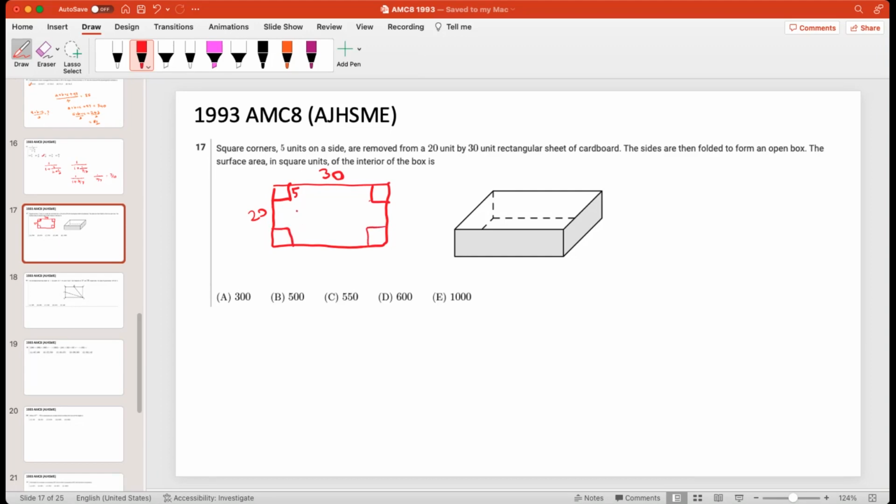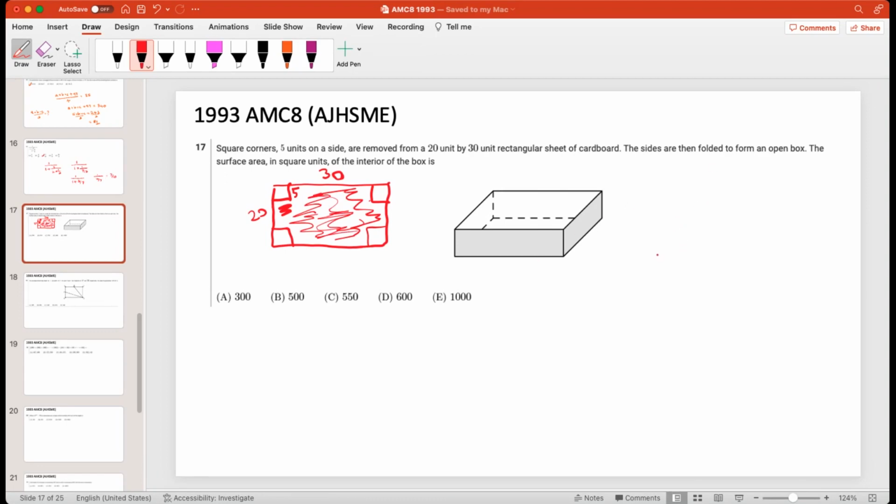Okay. The sides are then folded to form an open box. So this entire thing without the corners are folded into a box, and they want the surface area in square units of the interior box. So we have to find the surface area of this part, right? The shaded region, this complete thing. We have to find the surface area. Okay, when you look at it like this, it becomes very simple. So how do we do that?